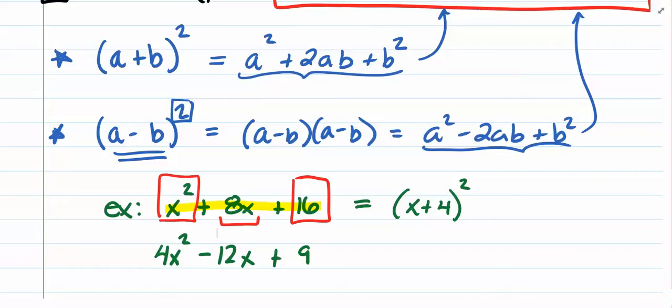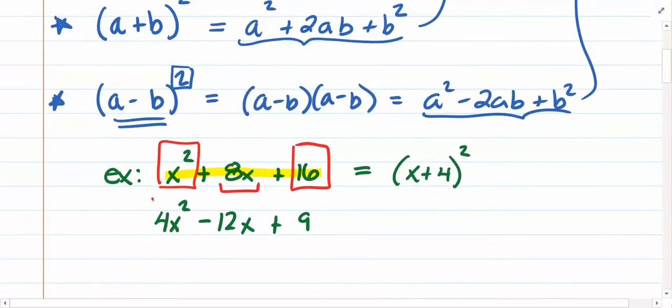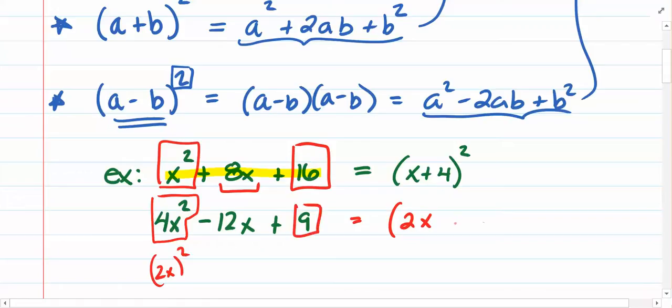Let me do another one for you, okay? This is also a perfect square trinomial. This is the variable 2x all squared, right? If I take 2x and I square it, I'll get that. This is a square too, all right? It's a positive 3, so I know it's going to be 3. So that's 2x all squared, and this is 3 all squared.